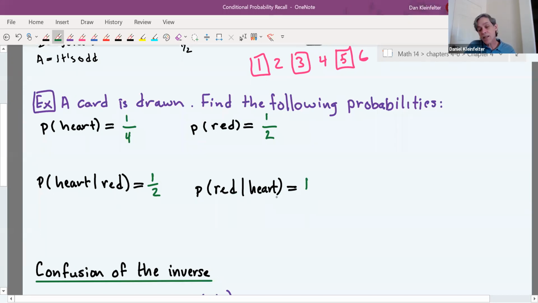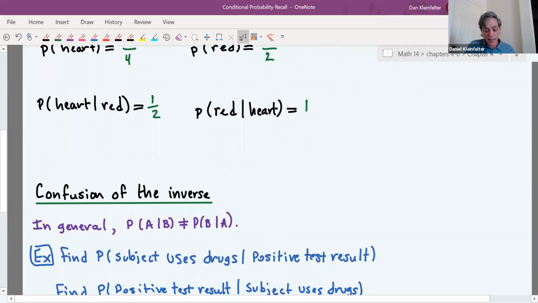Okay, you'll notice that these 2 probabilities are different from each other. You want to make sure that you understand the difference between the probability that it's hearts given that it's red and the probability that it's red given that it's hearts, because they can sound alike, but as you can see, the 2 numbers are different. Okay, and that leads us to the idea of the confusion of the inverse, which is a fun sounding name, but basically it reads like this: if you're prone to confusing the probability of A given B and the probability of B given A, that's the confusion of the inverse.